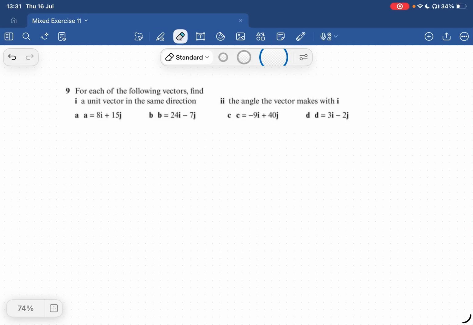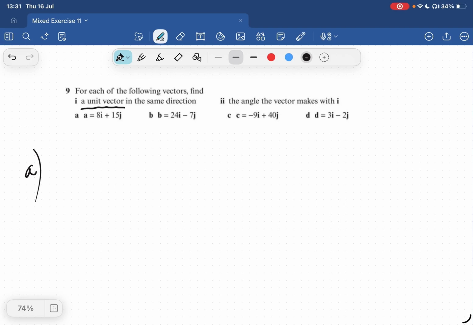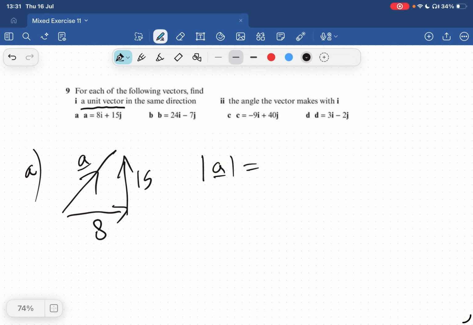Here we have question 9, and the key bit of information we need is this unit vector. Okay, so firstly, what is a unit vector? Well, if we look at A as a vector, it's across 8 in the I direction and up 15 in the J direction. So we know that its magnitude is going to be this, which is 17.